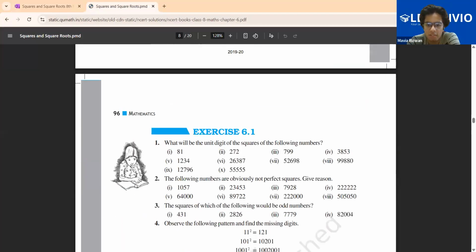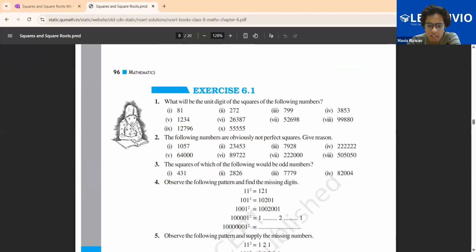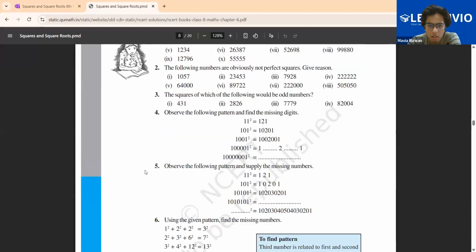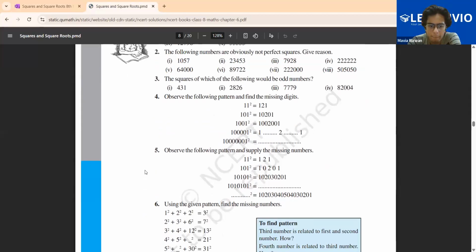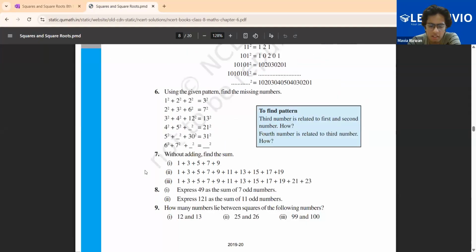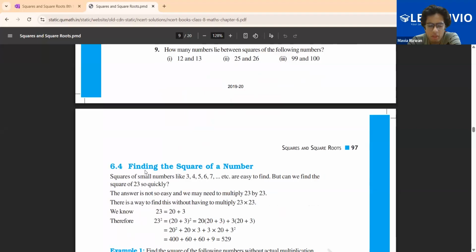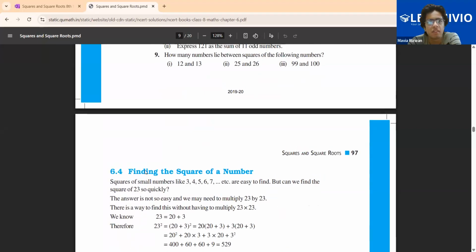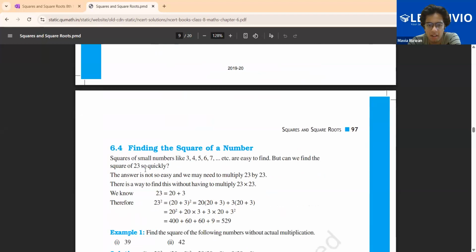Okay, now after this we have the exercise, which we will be doing in the next class. Next class we'll be having on Wednesday, then we have on Sunday. I'll try to finish the chapter by Sunday, because you have your exam on Monday, and I'll tell you how to do cubes and cube roots, and direct and inverse proportion simultaneously. Okay, Manisha, is everything clear?